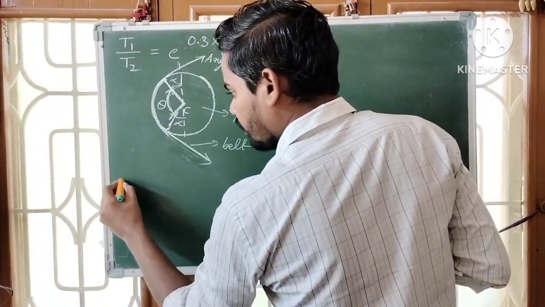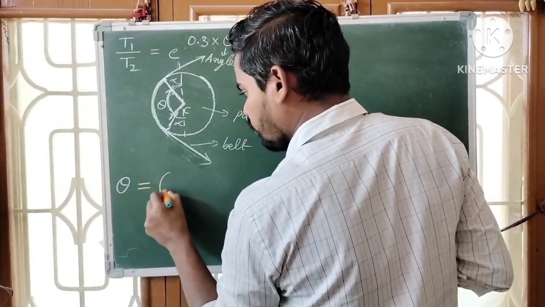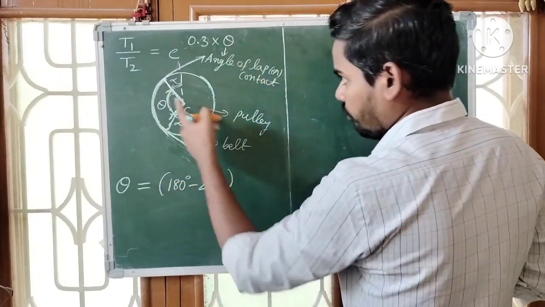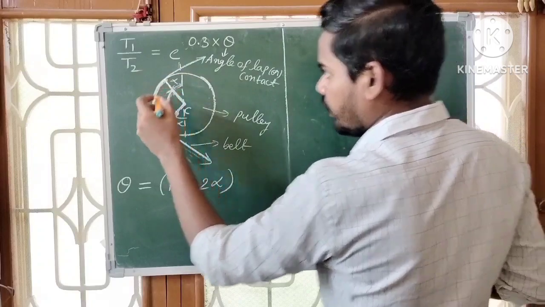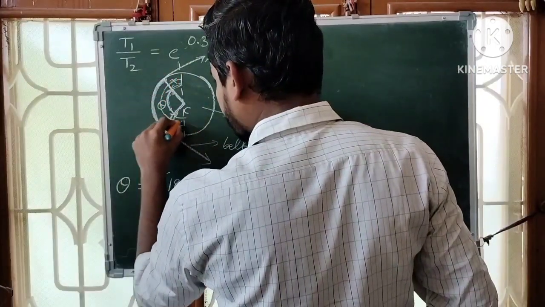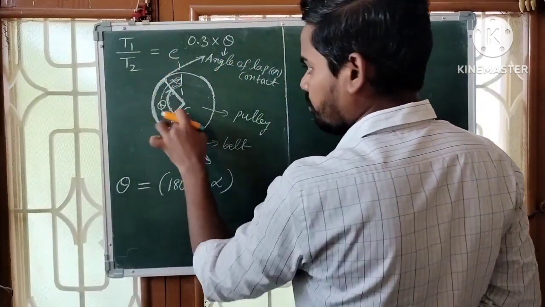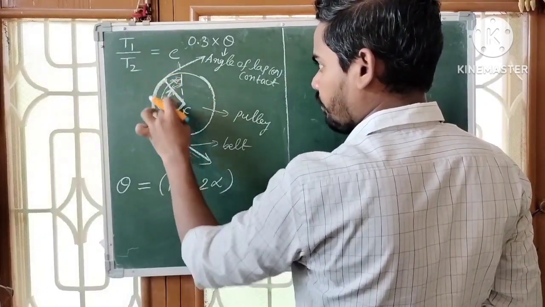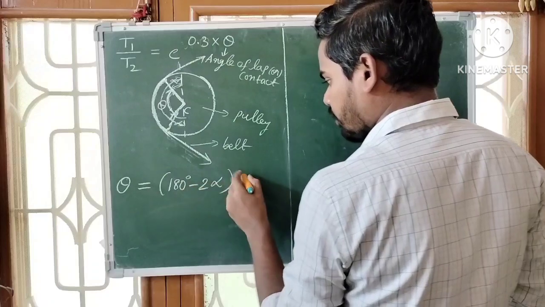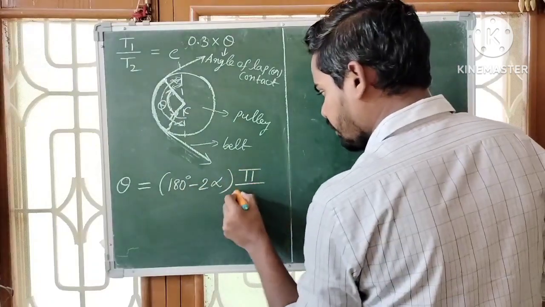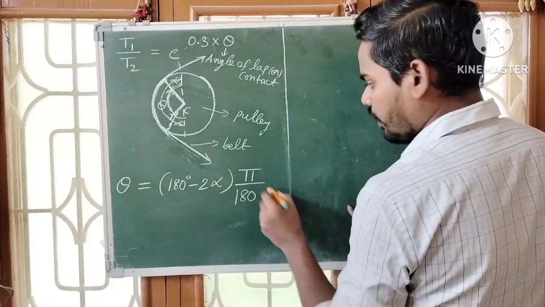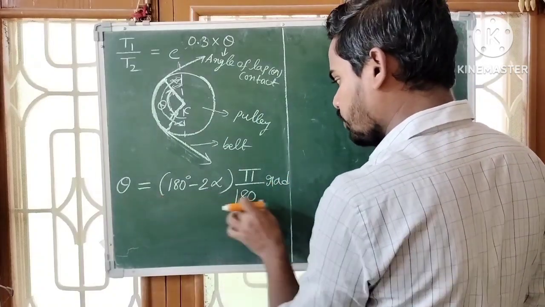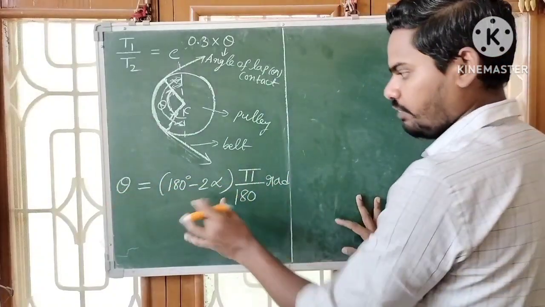Now the angle of contact formula: theta is equal to 180 degrees minus 2 alpha. This is a straight angle, so a straight angle means 180. So 180 minus alpha plus alpha, 2 alpha. We need this angle theta. Suppose we want theta in radians, then theta is equal to (180 minus 2 alpha) into pi by 180 radians. Here 180 minus 2 alpha is in degrees.